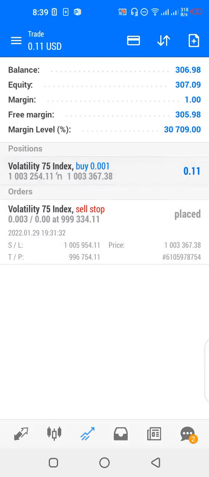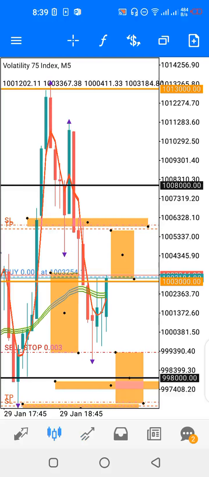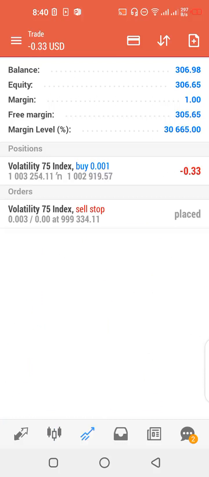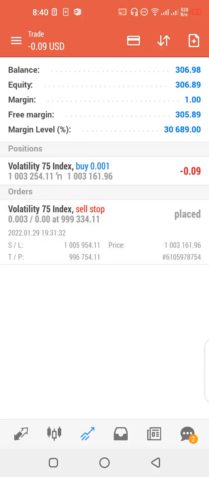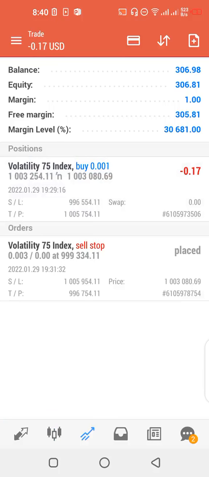Okay, the TP. Oh, now I can close this trade. Price just got above the buy entry. If it continues to go above it, I'm just going to close the trade. So as I was saying, the stop loss for the sell entry will now be 200 points above the TP of my buy entry, which is 1005754.11. That will give me my sell stop loss here, which is 1005954.11.